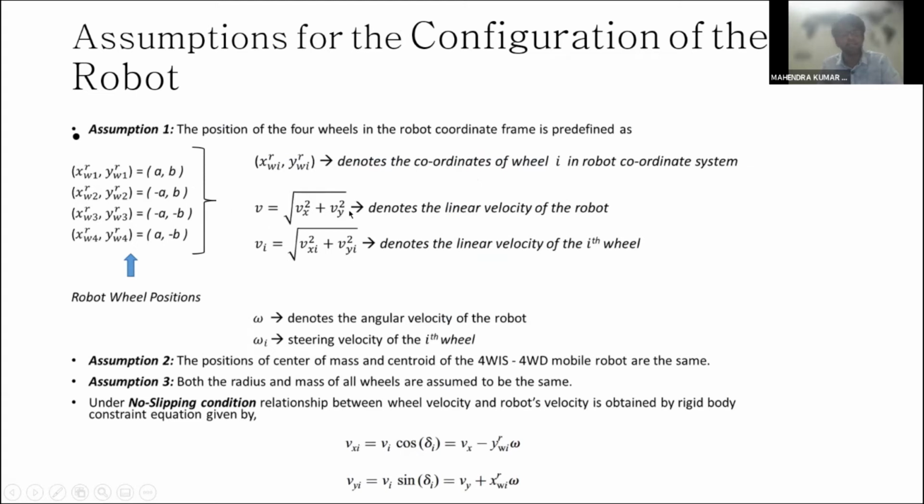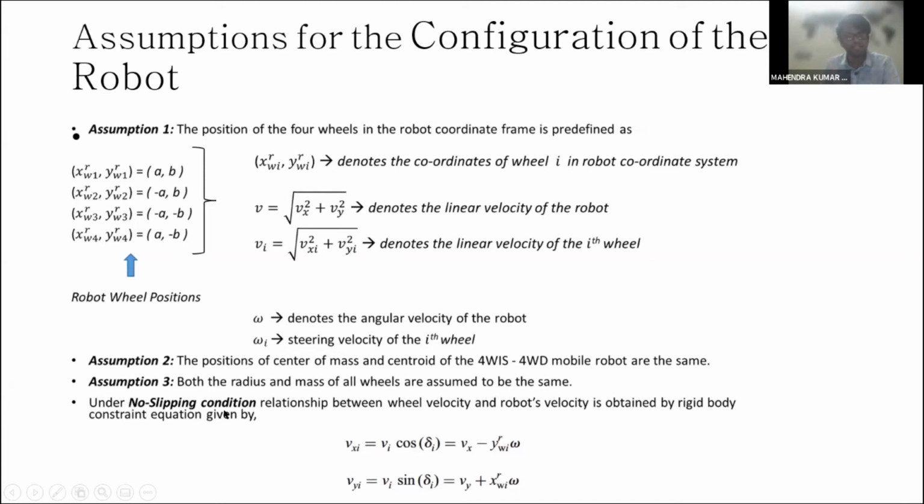V represents the velocity of the robot, and Vi represents the velocity of each individual wheel. To simplify, omega denotes the angular velocity of the robot, and omega i denotes the steering velocity of each individual wheel. We have made some simplifications to do the kinematic analysis of the robot. One simplification is that the position of the center of mass and the centroid of the robot are the same. Both radius and mass of the wheels are assumed to be the same.